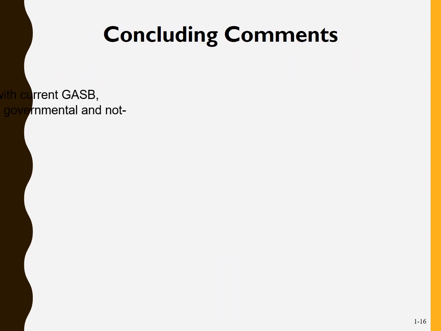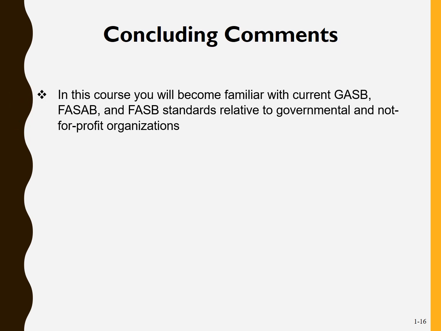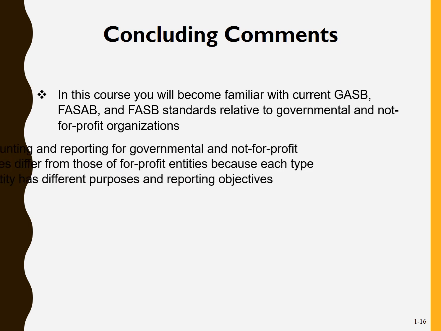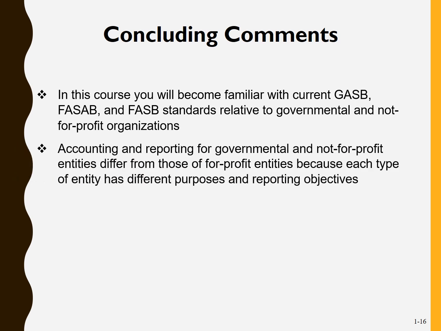In conclusion, for this first chapter, I skipped over some of the material that we're not really going to hit on too much, like federal financial reporting. But you will become familiar with these GASB, FASAB, and FASB standards that relate to governmental and nonprofit entities. You'll also understand that accounting and reporting for these entities are different from for-profits, and that will become clear rather quickly. But again, these first few chapters are the most important to really understand the concepts moving forward.